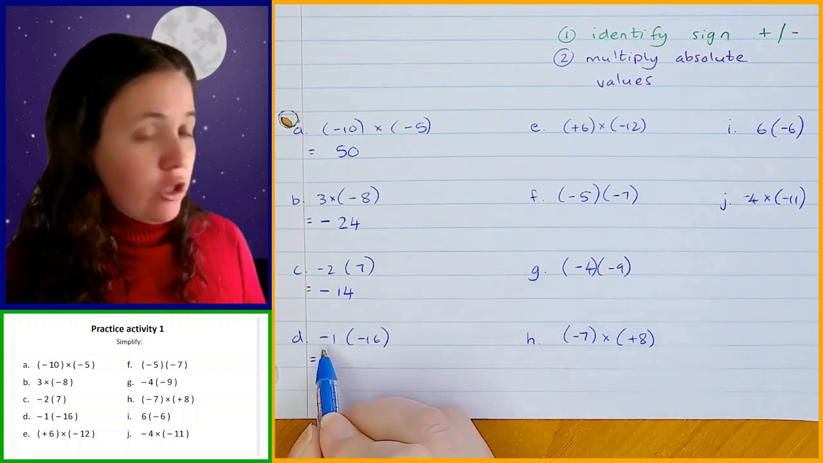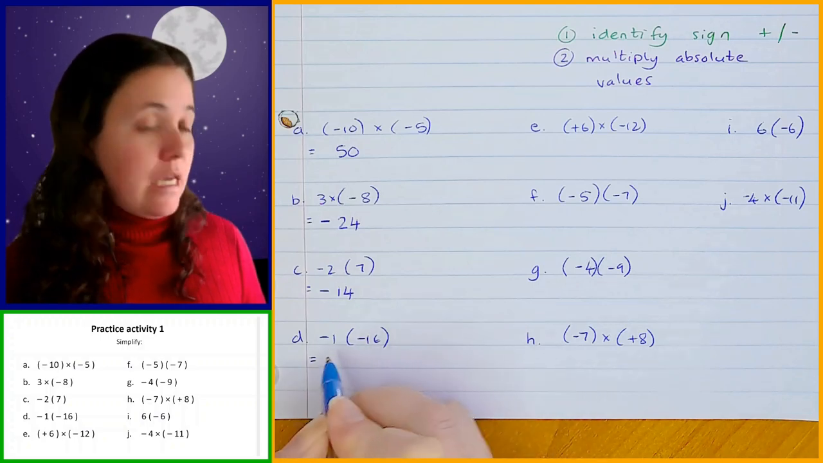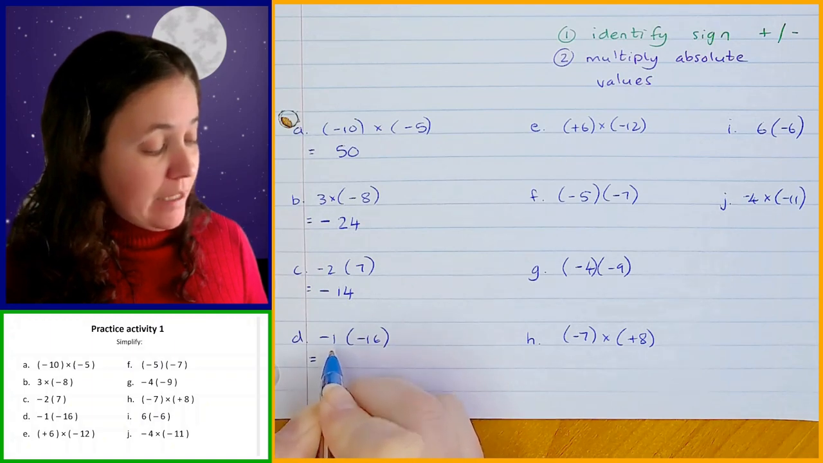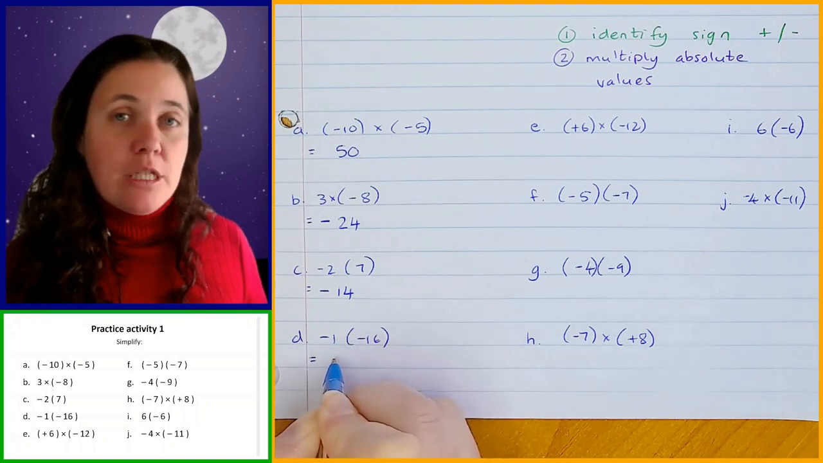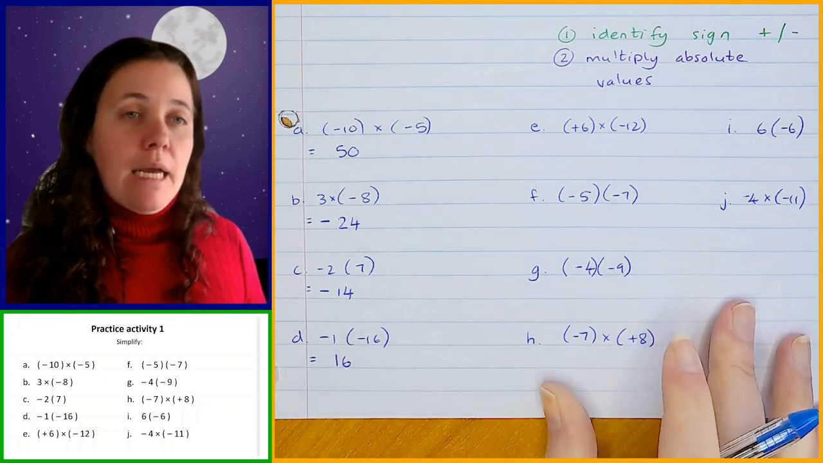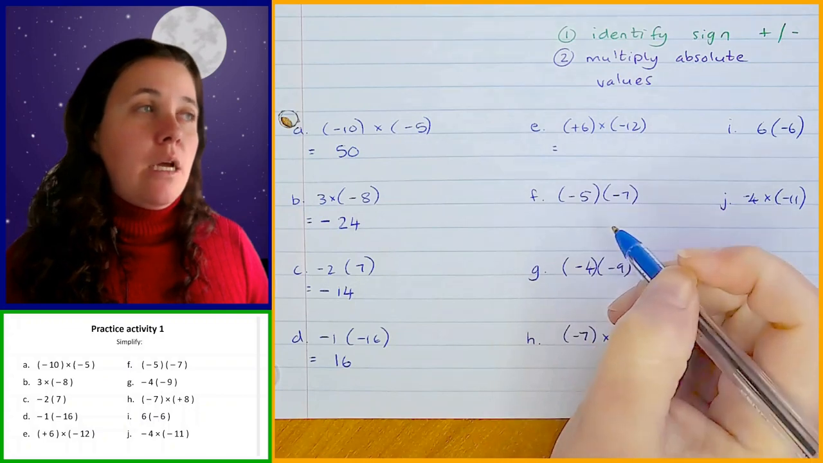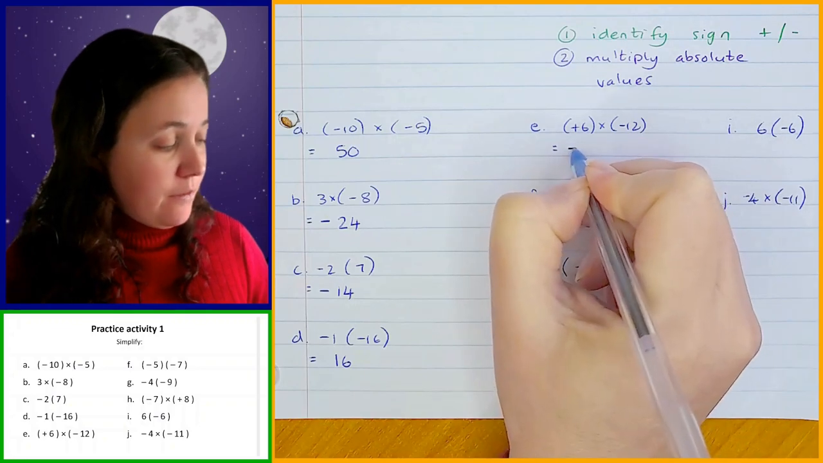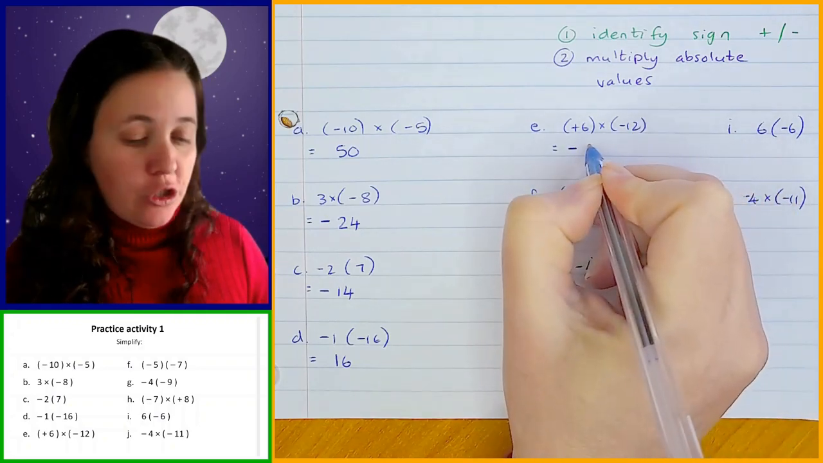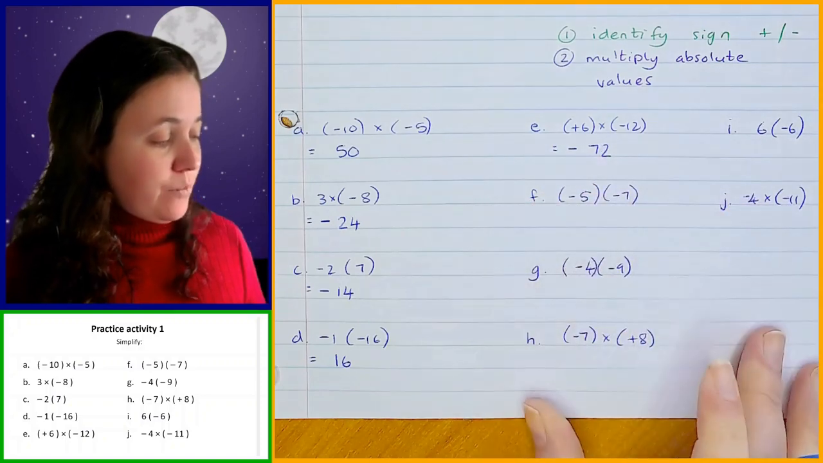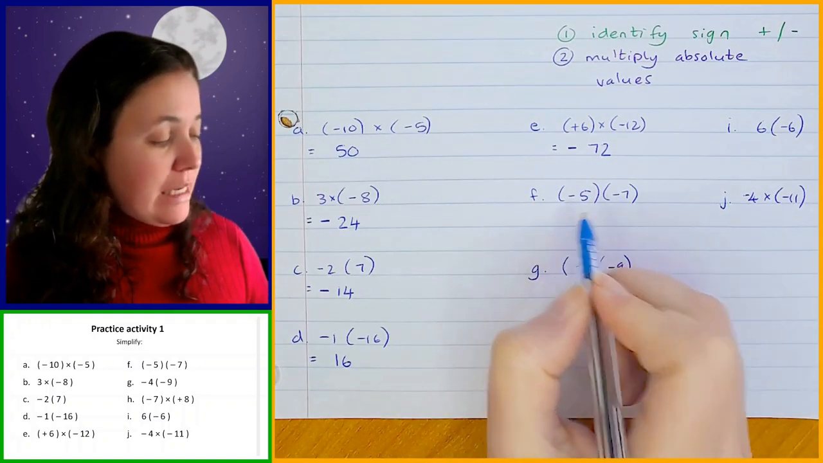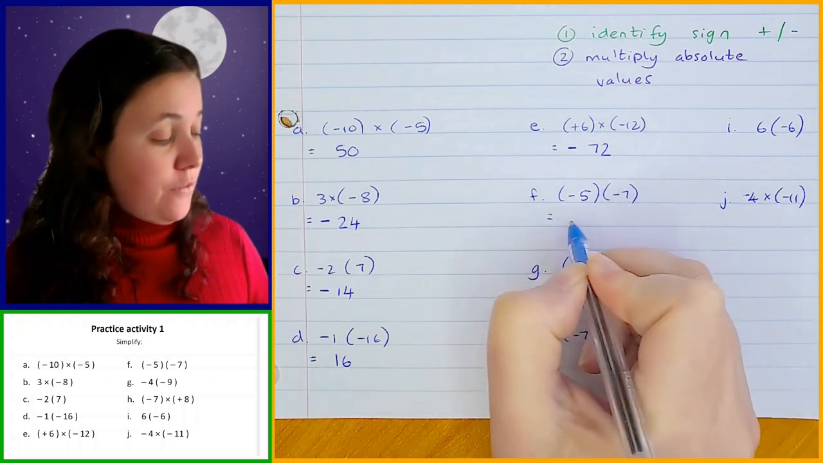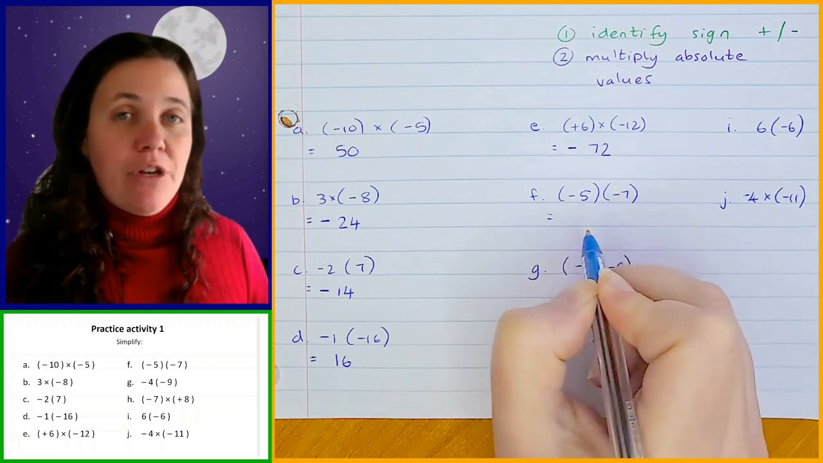For question D, we've got negative 1 times negative 16. Negative times negative is positive. Don't need to write the positive though, and then I can go on to the multiplication of the absolute value. So 1 times 16 is just 16. Okay, then over here, we have got positive 2 times negative 12. So a positive times a negative is negative. And 6 times 12 is 72. So you should have got for that one negative 72. Then for question F, I've got negative 5 times negative 7. And negative times a negative is positive, so I don't need to write the plus. And then 5 times 7 is 35.